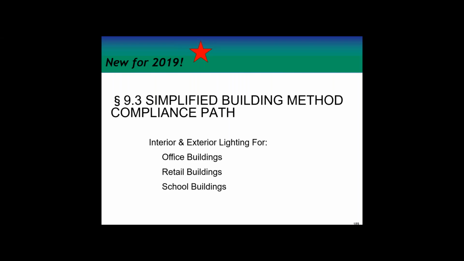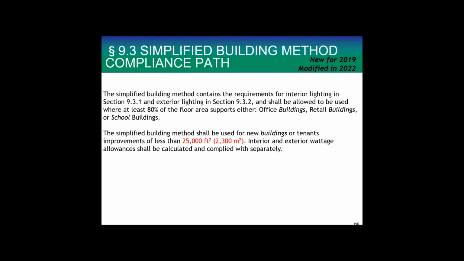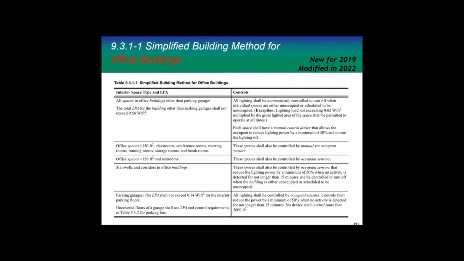So all that the lighting people have done so far is come up with a simplified path for office buildings, retail buildings, and school buildings. The simplified building method contains the requirements for interior lighting and exterior lighting, and shall be allowed to be used where at least 80% of the floor area supports either office buildings, retail buildings, or school buildings. Simplified methods shall be used for new buildings or tenant improvements of less than 25,000 square feet. Interior and exterior wattage allowance shall be calculated separately.